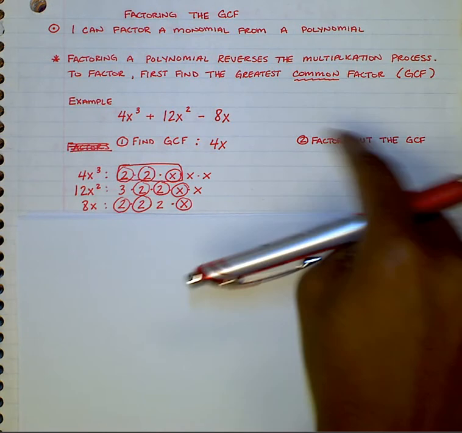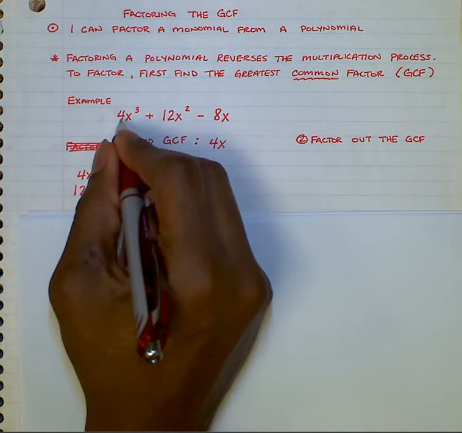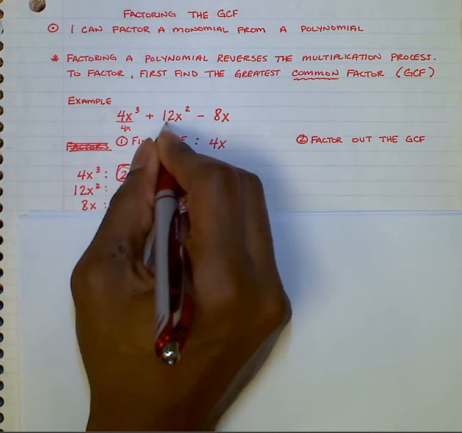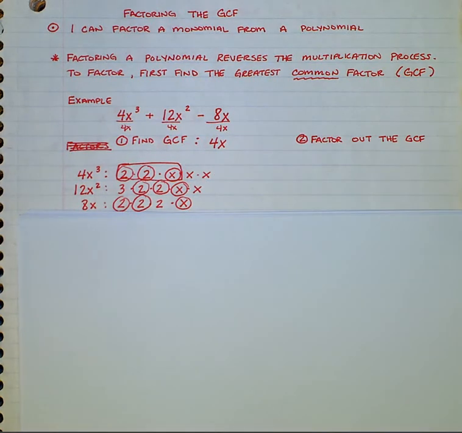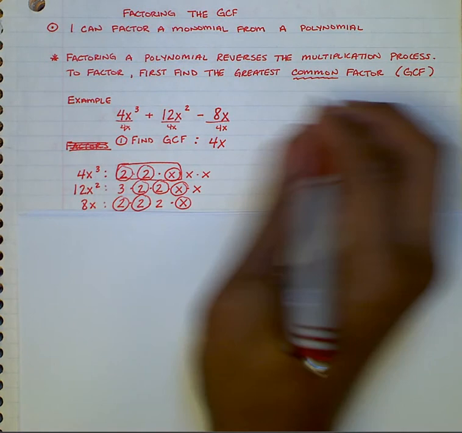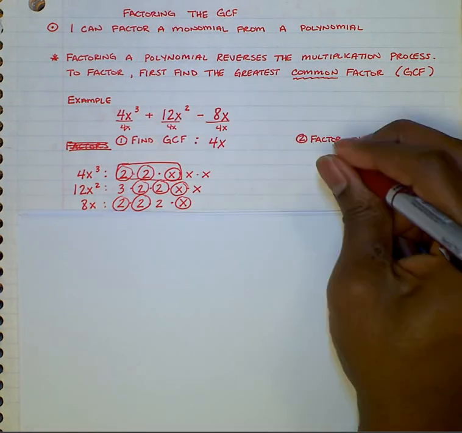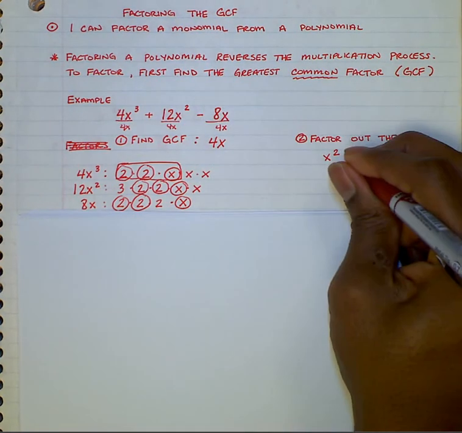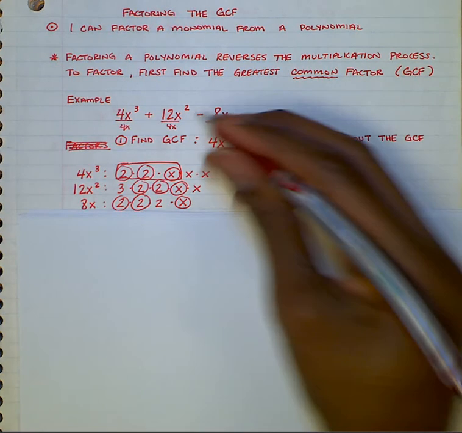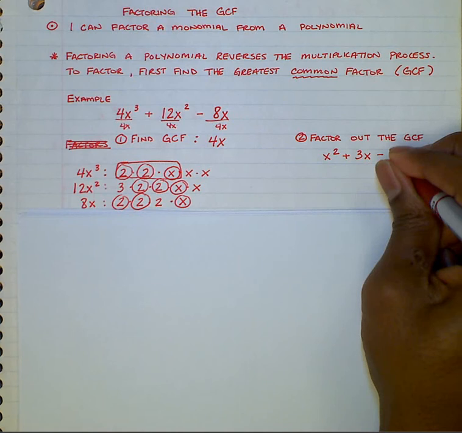Then I will factor it out. Okay, basically what that means is I'm going to divide each of these terms by 4x. Now, when I factor it out, what's left will be 4 divided by 4 is 1. X cubed divided by x is x squared. 12 divided by 4 is 3. X squared divided by x is just x. 8 divided by 4 is 2. X divided by x cancels each other out.